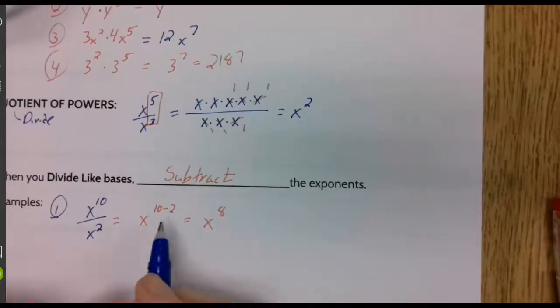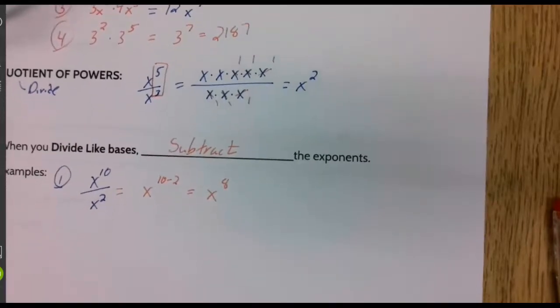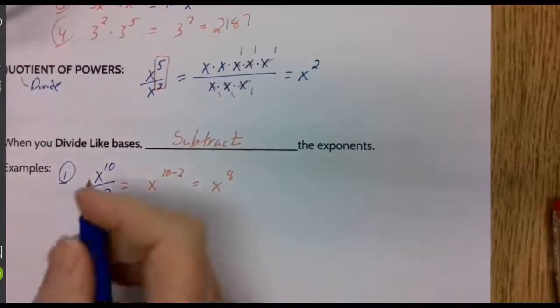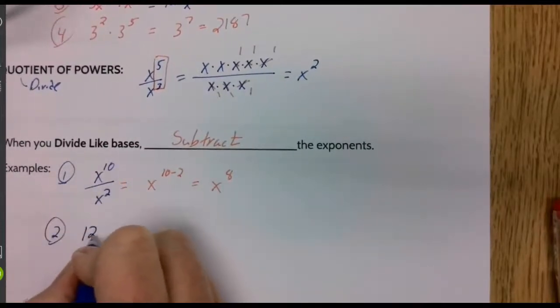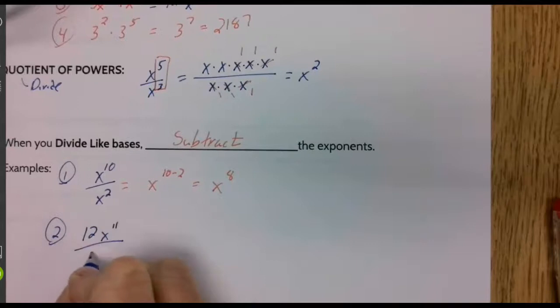I don't have to write this step. I do it for notes just to see it. You won't see me do that again unless I need to emphasize something. So here we go, our next problem. We have 12 x to the 11th over 2 x to the 9th.